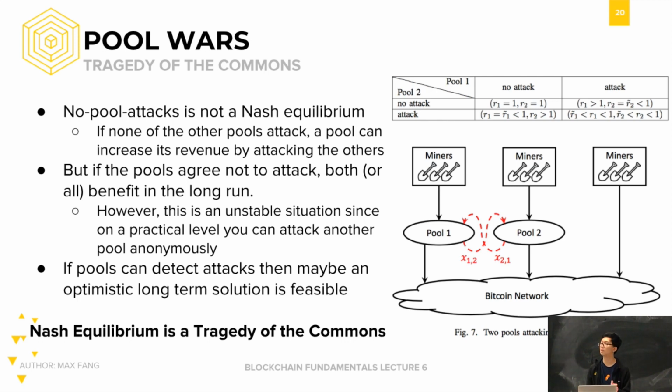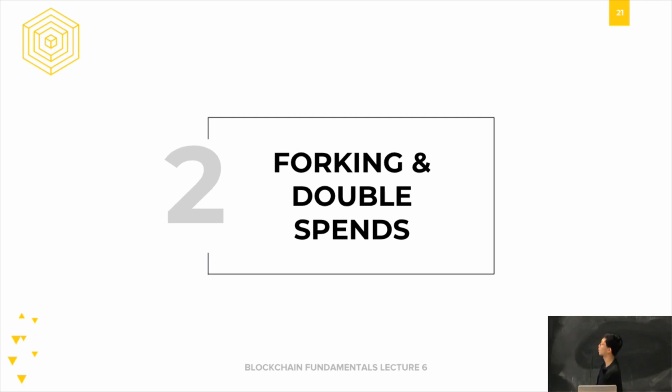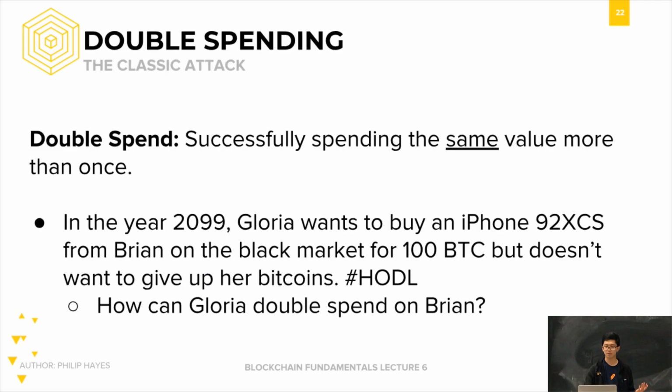So this is all the mining pool strategies. We'll start talking about forking and double spending. We talked about double spending in the very first lecture and how at a protocol level, Bitcoin prevents against that. At a blockchain level, it might be a little bit more feasible. So let's take a step back and review what a double spend is. It's basically spending the same value more than once.